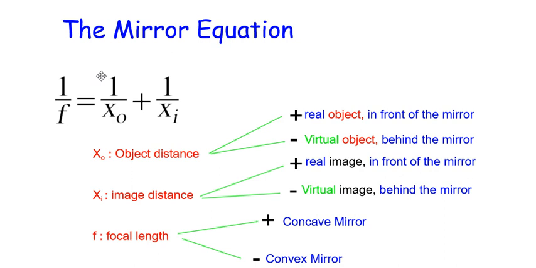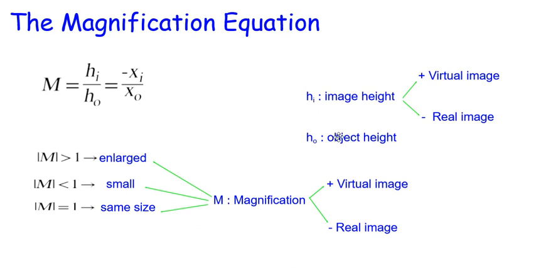F, as you know, is the focal length. It's positive with concave mirrors and negative with convex mirrors. So again, 1 over the focal length equals the sum of 1 over the object distance plus 1 over the image distance. The second equation is the magnification equation. M, which is magnification, equals hi divided by ho, which equals negative xi divided by xo.